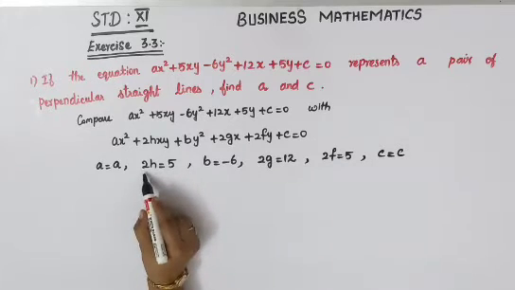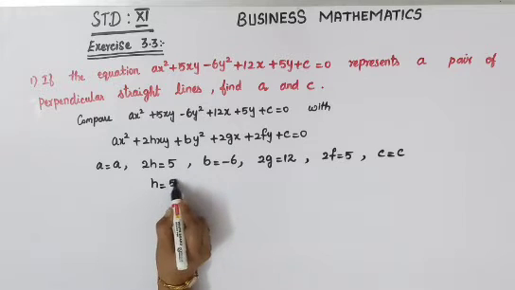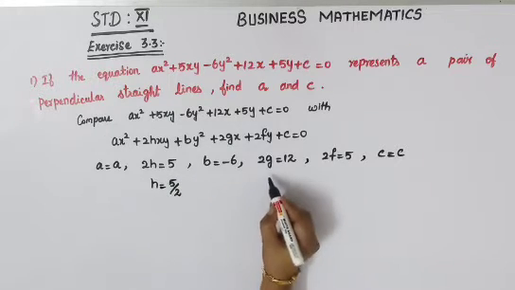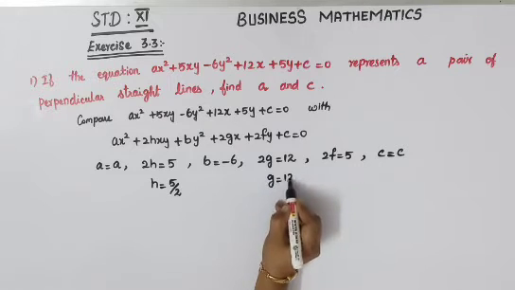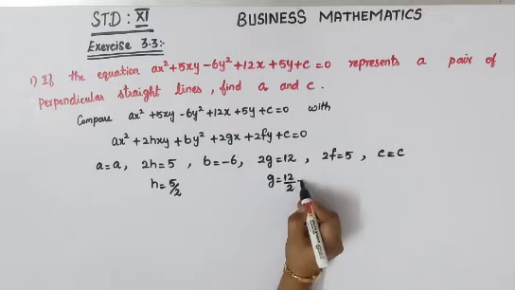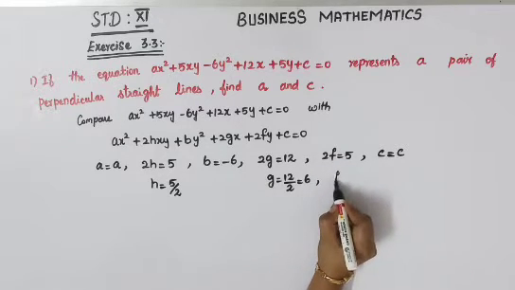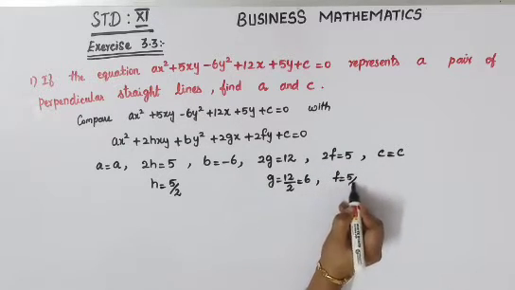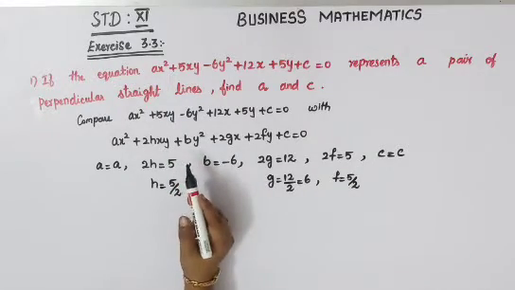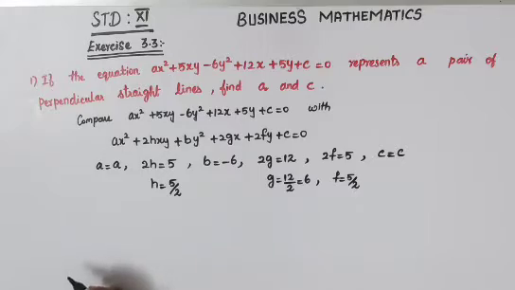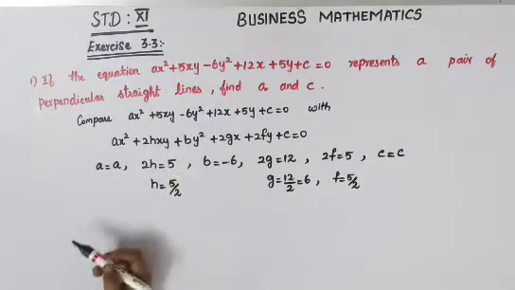Now here we have 2h, so we'll have to find h. So h = 5/2. In the same way, 2g, so g = 12/2, which is 6. Same way, 2f, so f = 5/2. So first we find all these values by comparing the two equations. Now the given condition is that it represents a pair of perpendicular straight lines.